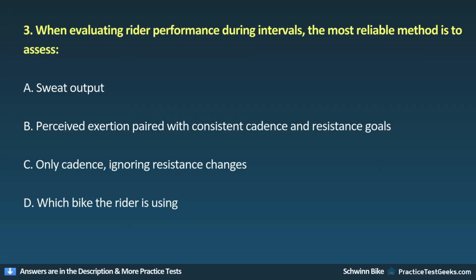3. When evaluating rider performance during intervals, the most reliable method is to assess A. Sweat output, B. Perceived exertion paired with consistent cadence and resistance goals, C. Only cadence, ignoring resistance changes, D. Which bike the rider is using.